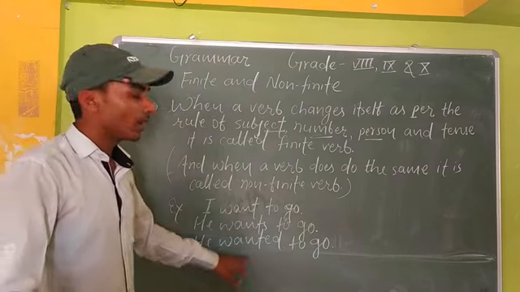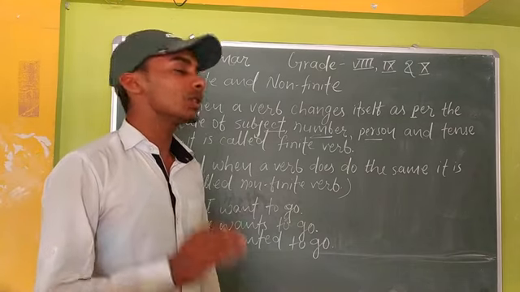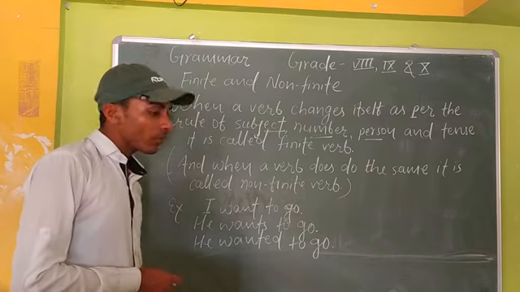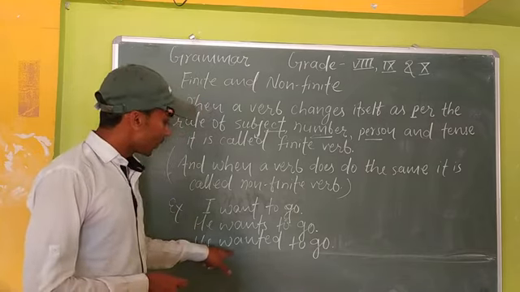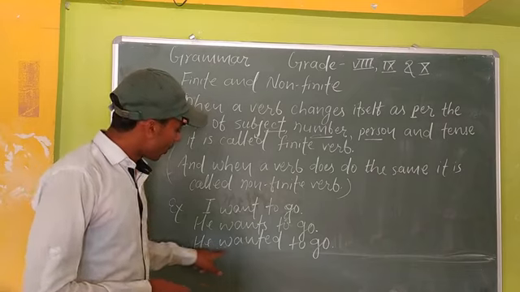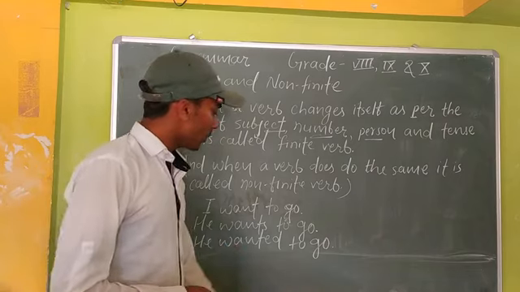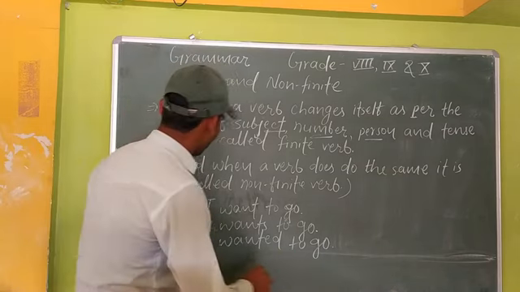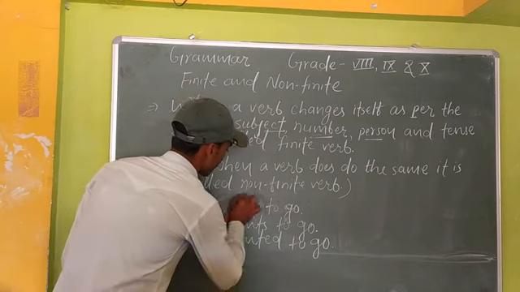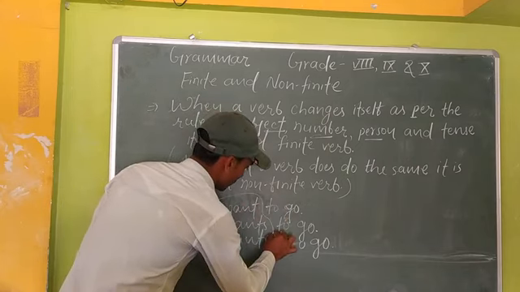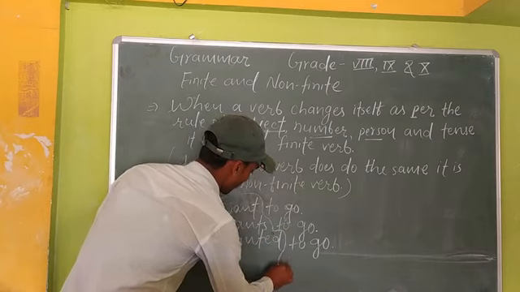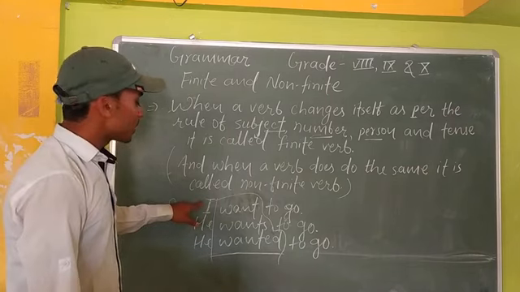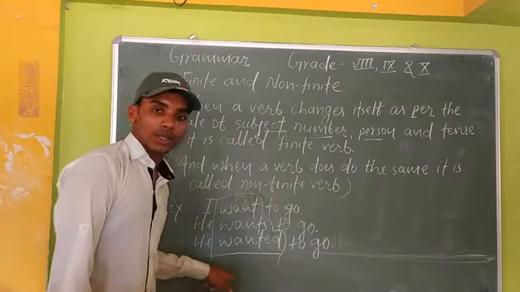And now he wanted. Here the tense has changed itself. Now this tense is functioning in the past. Therefore the verb has changed itself. Now he wanted to go. Here you can understand this verb. This is not singular, it is plural. So the verbs are changing themselves as per subject, number, person and tense.